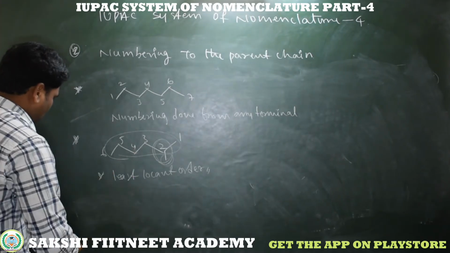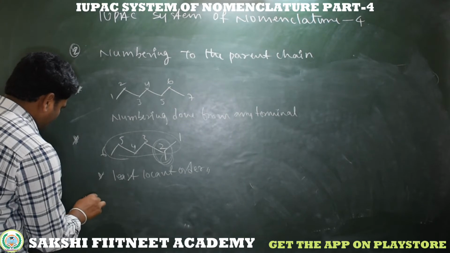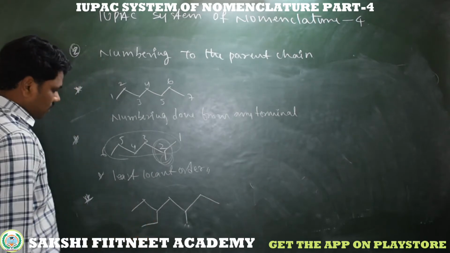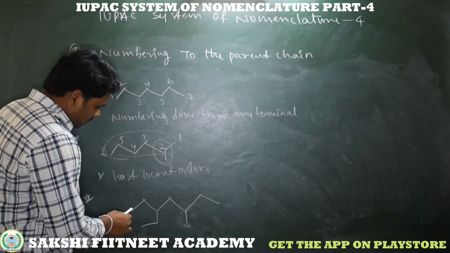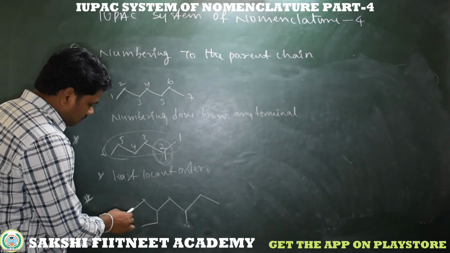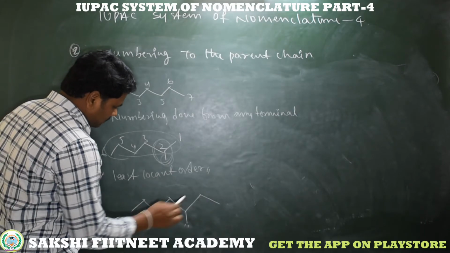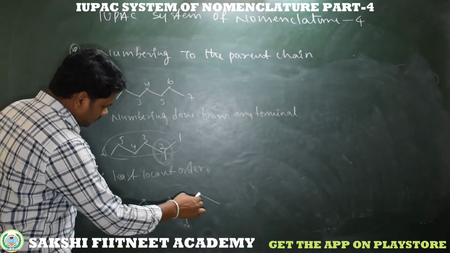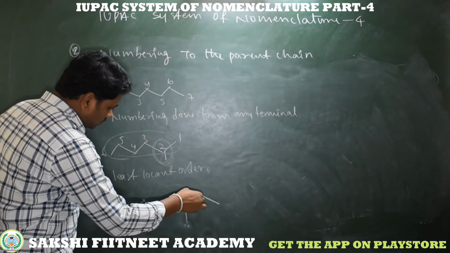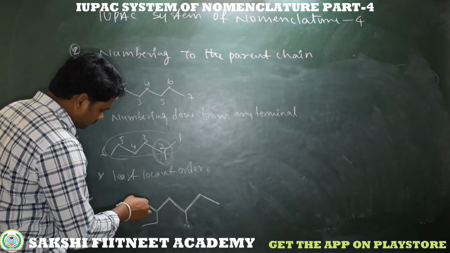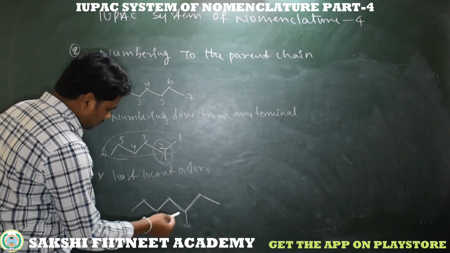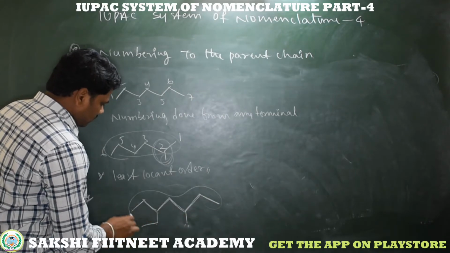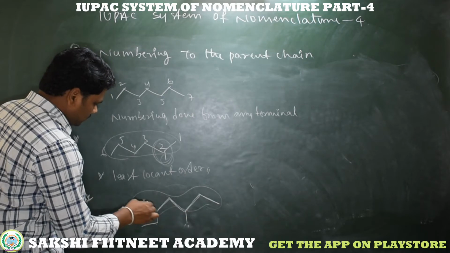In this case, here I am taking another molecule. Simple. See here, this is a molecule. So first we need to select a parent chain. 1, 2, 3, 4, 5, 6, 7. 1, 2, 3, 4, 5, 6. 1, 2, 3, 4, 5, 6, 7. So you can choose this as a parent chain, or you can choose this as the parent chain. Both are giving the same characteristics. So I am selecting this as the parent chain. 1, 2, 3, 4, 5, 6, 7.